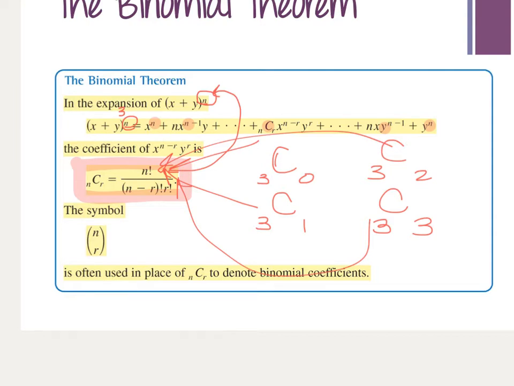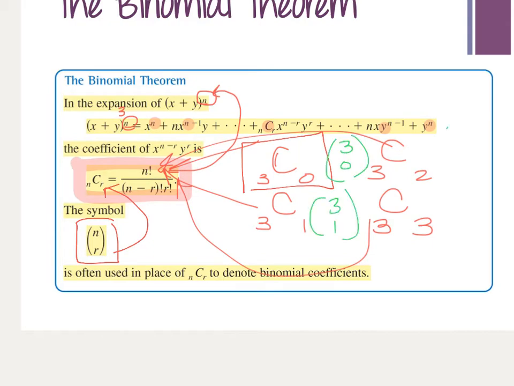The other thing is this little notation is the same as that notation. So if I wanted to find C, N being 3, R being 0, I can also write it as 3, 0. N on the top, R on the bottom. So those mean the same things. The number N goes at the top, R goes at the bottom. And obviously this is why we're following these last couple of sections, because we just talked about factorials, right?